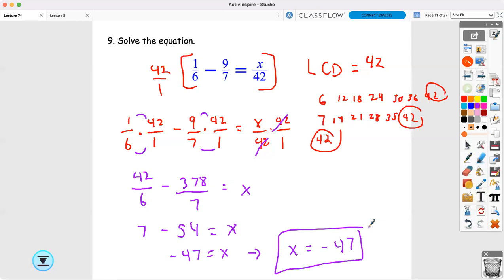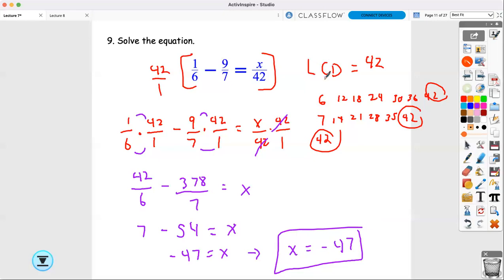Notice how once we converted from fractions to non-fractions, they got a little bit easier. I had a question, sir. How did you find the LCD to be 42? Do we pick the highest number? Like, why wasn't it 6 or 7?